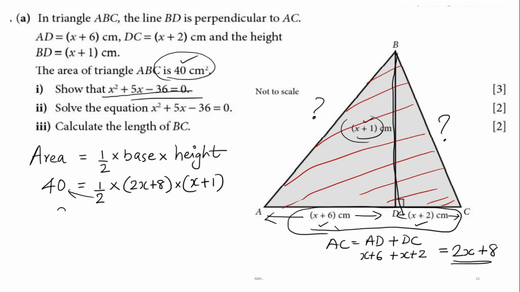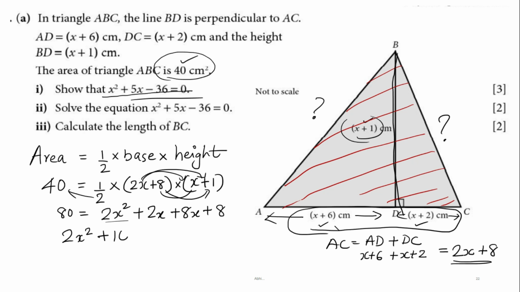Cross multiplying, I have 80 is equal to 2x squared plus 2x plus 8x plus 8. So this is going to be equal to, I'm just shifting this 80 to the other side, so I have 2x squared plus 10x plus 8 minus 80 equals 0. So I have just shifted this 80 to the other side, that's why it has taken the form of minus 80 here. And this equation is 2x squared plus 10x minus 72 equals 0.